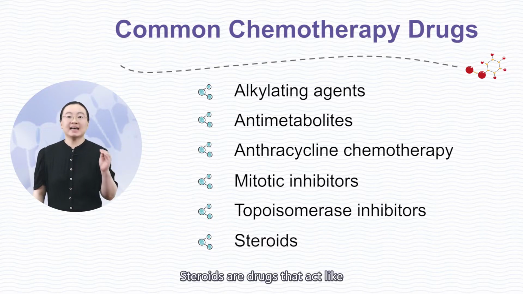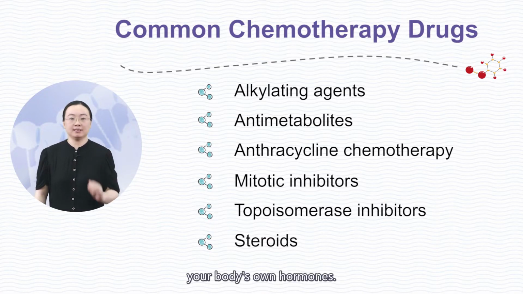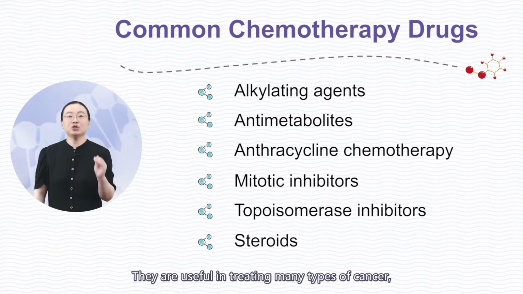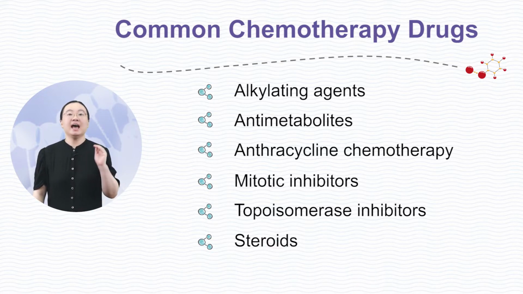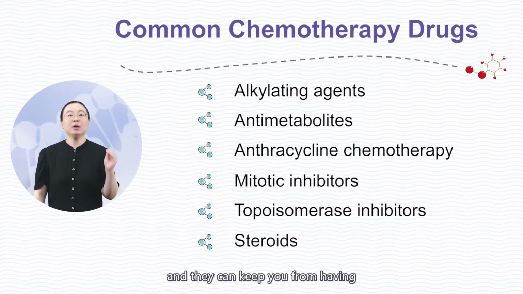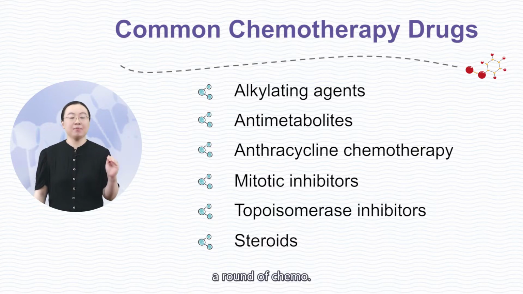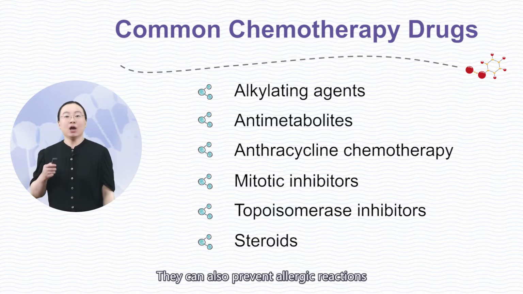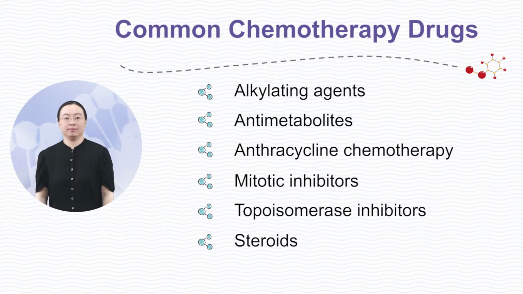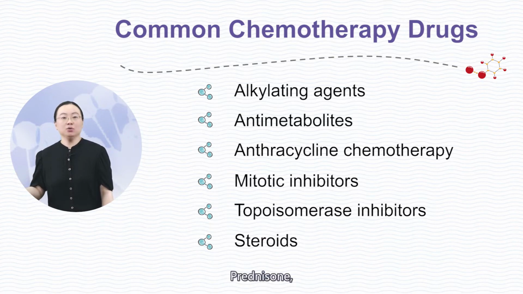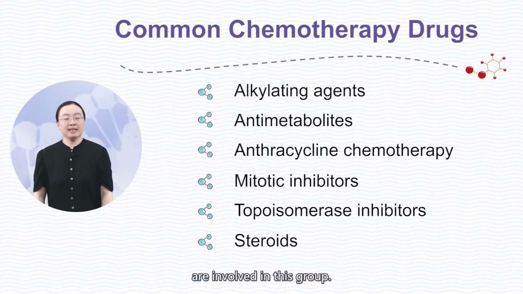Steroids are drugs that act like your body's own hormones. They are useful in treating many types of cancer, and they can keep you from having nausea and vomiting after a round of chemo. They can also prevent allergic reactions to some of the drugs. Prednisone, methylprednisolone, and dexamethasone are involved in this group.